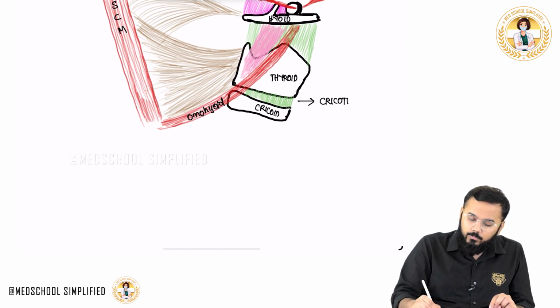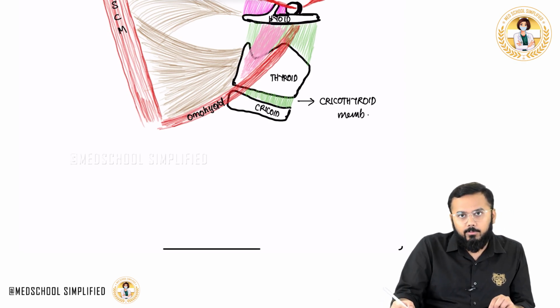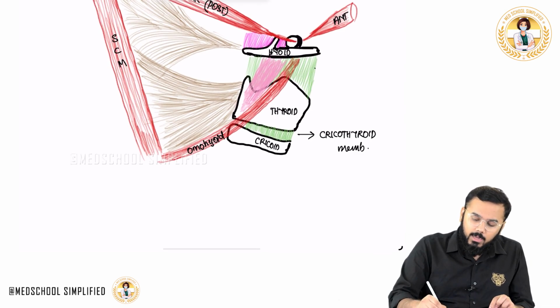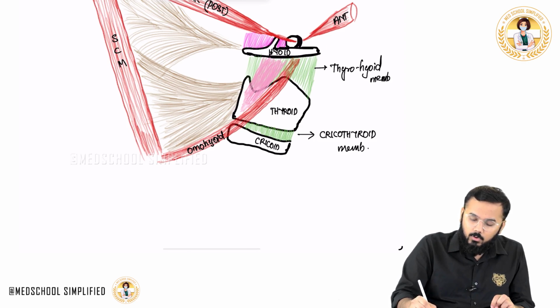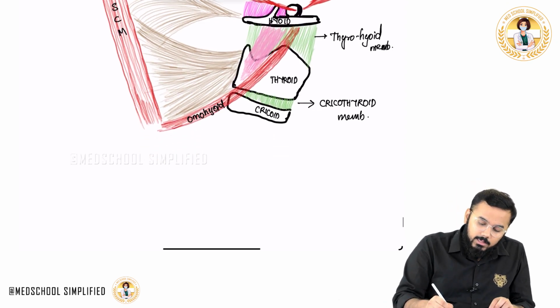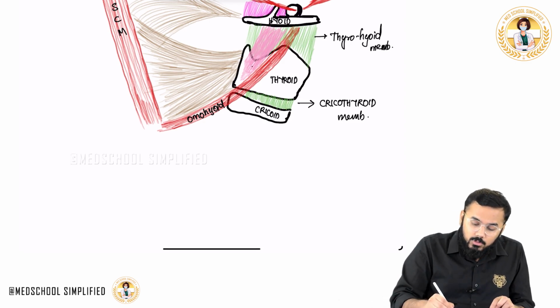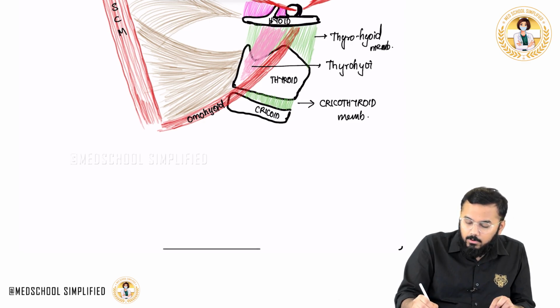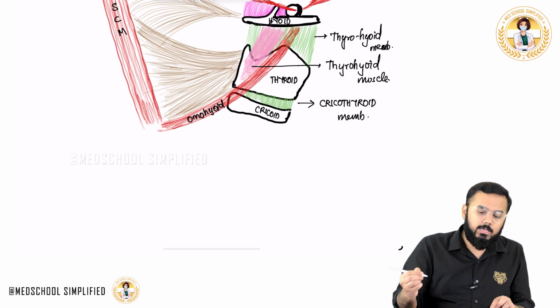This is called cricothyroid membrane. If I draw a membrane between thyroid and hyoid, this is called thyrohyoid membrane. Okay, and you see there is a muscle that is attached all the way from the hyoid till the thyroid, right? So this muscle is called thyrohyoid muscle. So there is something called thyrohyoid membrane and there is another thing called thyrohyoid muscle. This is your thyrohyoid muscle.